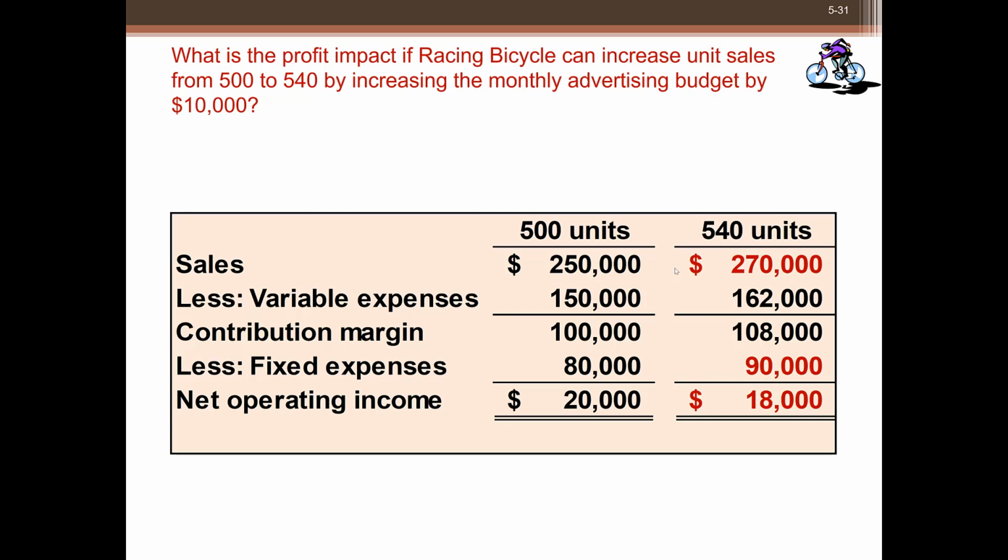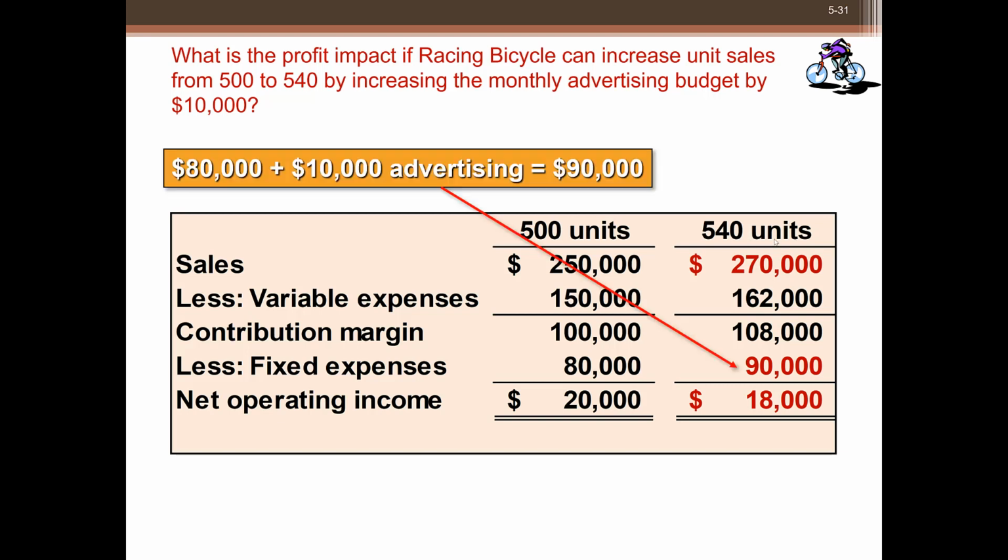Total sales: the $500 selling price per unit multiplied by 540 units, and we can get total sales of $270,000. Total variable expenses are calculated by the $300 variable expense per unit multiplied by 540 units. You can get $162,000. The difference is contribution margin, $108,000.